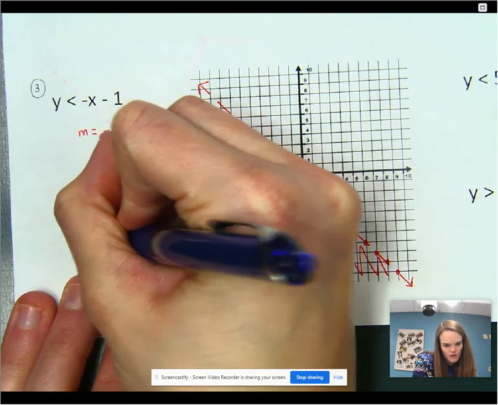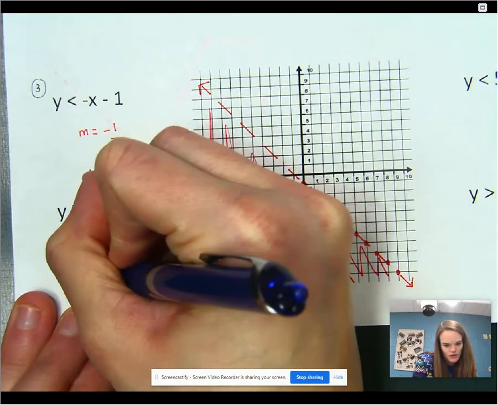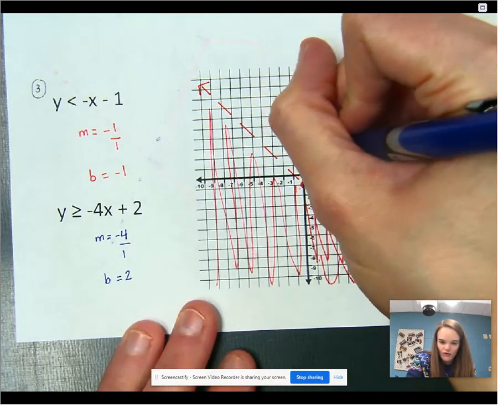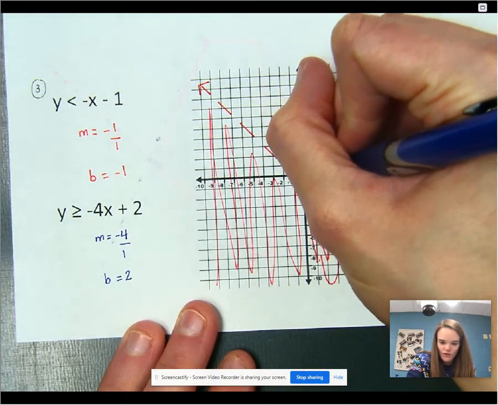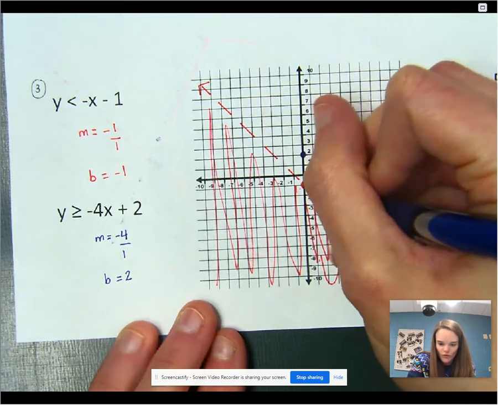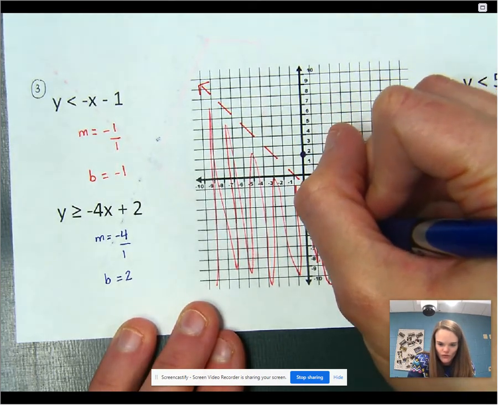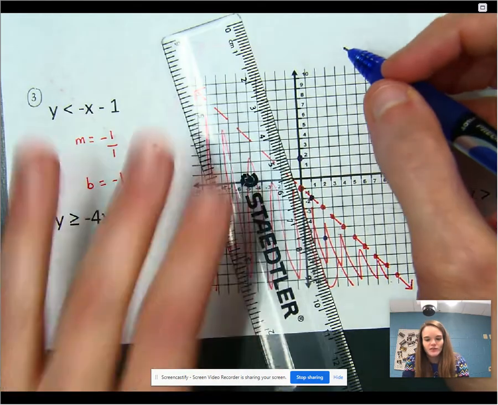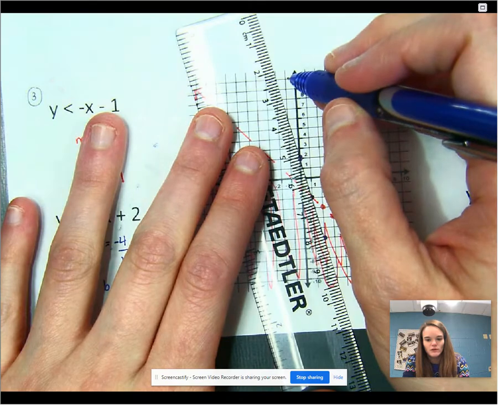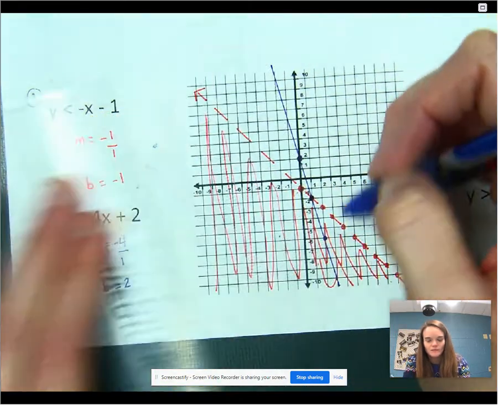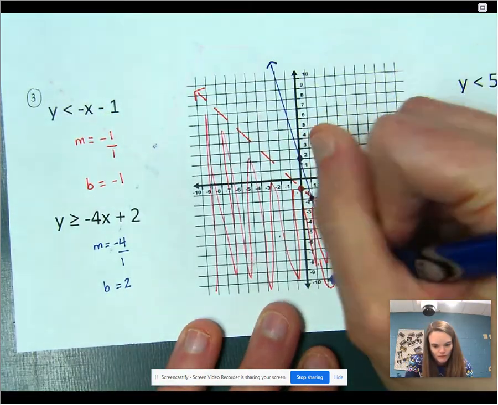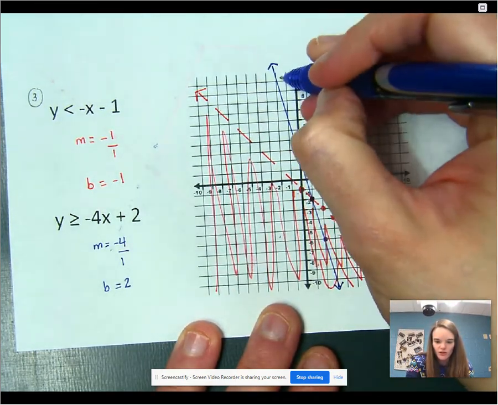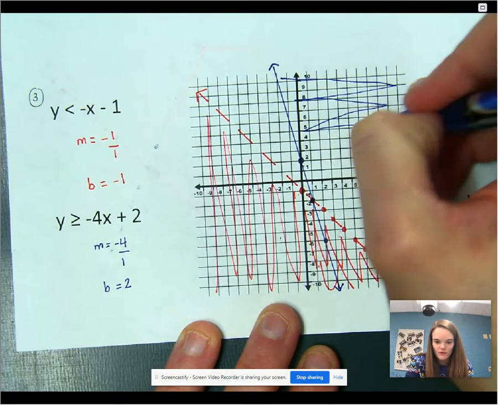M is -4 over 1. B is 2. So we start at 2 on the y-axis, go down 4, and over 1. We do have some overlap this time. 1, 2, 3, 4 over 1. Solid line because it is or equal to. Greater, so go to here and shade above.